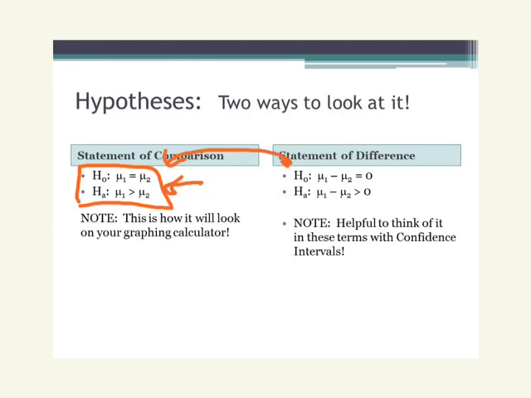And then same thing here on our alternative, right? Mu sub 1 being less than mu sub 2, or mu sub 1 minus mu sub 2 being less than 0. Well, that's only going to happen if mu sub 1 is less than mu sub 2. So it's just another way to look at our hypotheses, this idea of a statement of difference. But again, that's going to be the number that we look for within a confidence interval, is whether or not the confidence interval includes 0, okay? So we want to keep this type of hypothesis in the back of our mind as well.